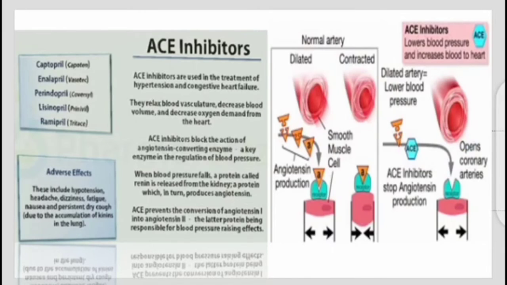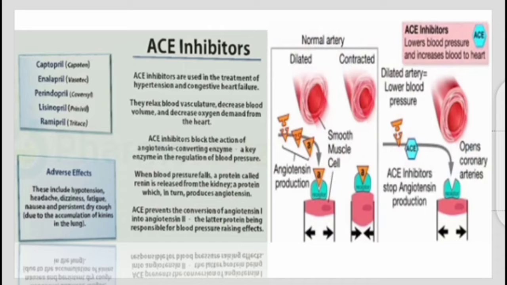Today we are going to study ACE inhibitors and their uses. So first of all, what is the meaning of ACE inhibitors? ACE inhibitors, also known as angiotensin converting enzyme inhibitors, are drugs used to treat hypertension and heart failure, and may be prescribed after a heart attack. They lower the blood pressure and increase blood to the heart.